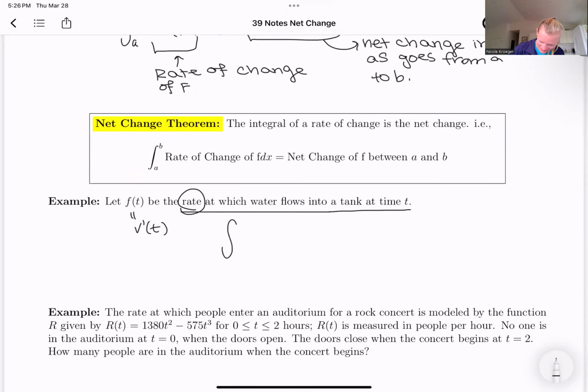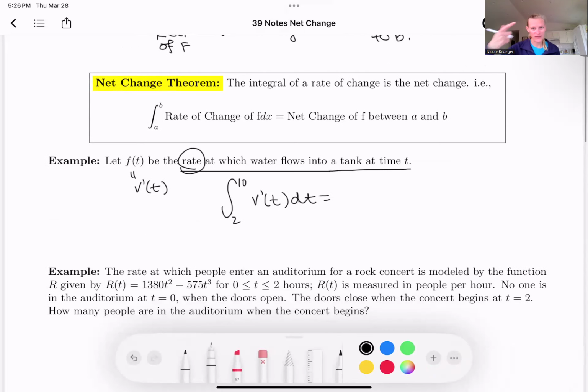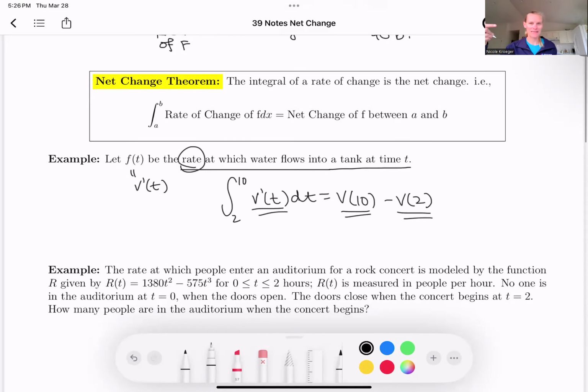So what does the integral, well, let's just put numbers on here, the integral from 2 to 10 of v prime of t dt tell me? Well, if we use the fundamental theorem of calculus, this would be v of 10 minus v of 2. Remember, v prime is the rate at which water is flowing into the tank. So this is 10 gallons per minute or something like that. V is the volume at time 10, and v of 2 is the volume at time 2.